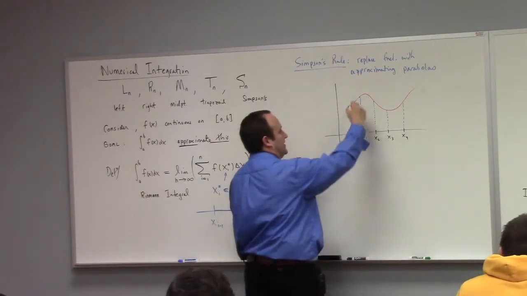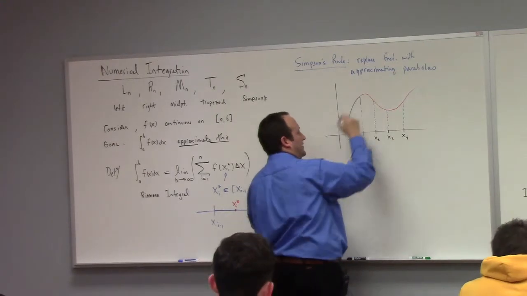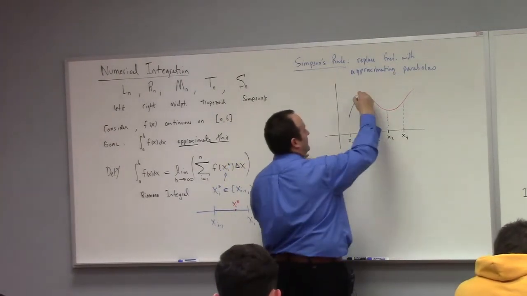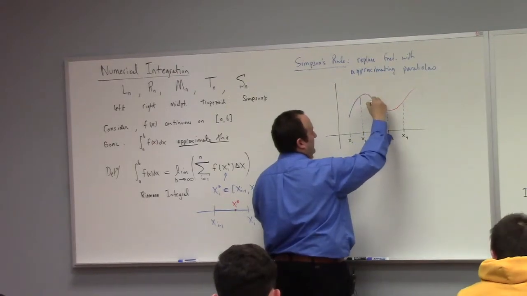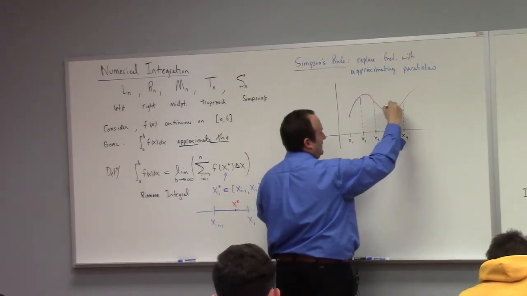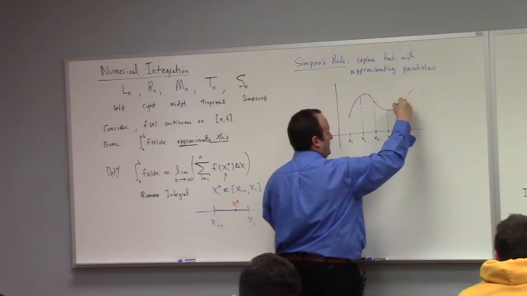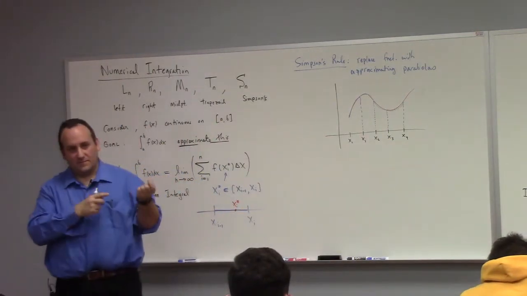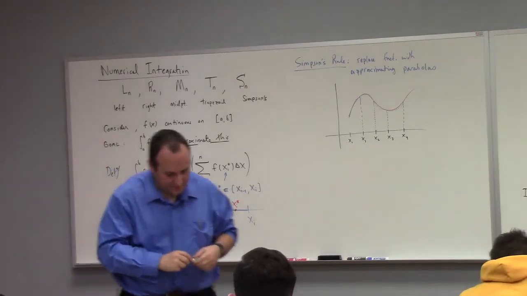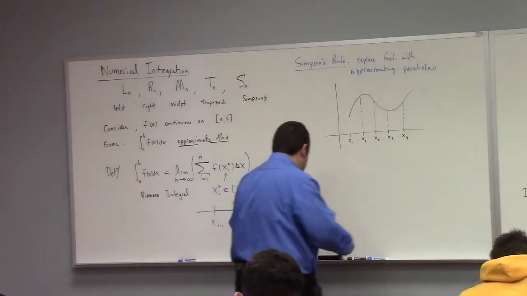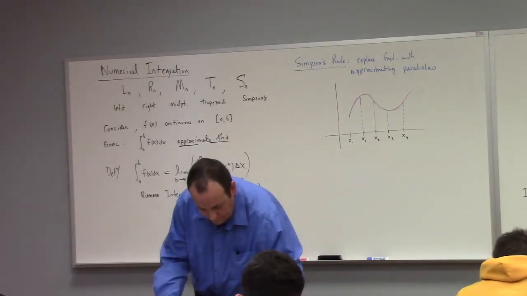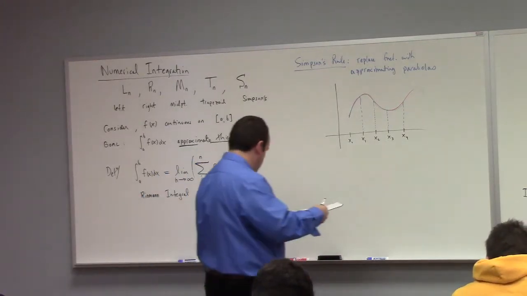So you can imagine fitting little bits of a parabola, right? There's a parabola that fits there, another one that fits here, and some different parabola that would fit like that. If you fit parabolas along the graph, listen, I'm not even going to derive it. I'm just going to write the formula for you, okay? And so here's Simpson's rule.